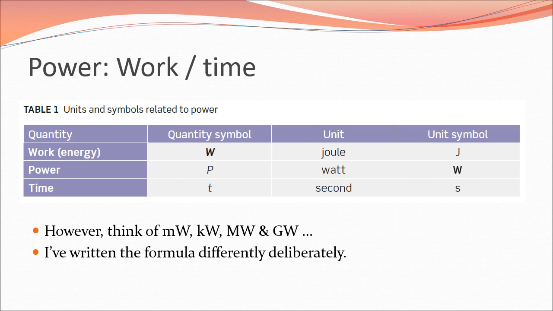It's quite common to use prefixes for power. If you're considering the power used in your phone or your AirPods, you'd be talking in terms of milliwatts, because there wouldn't be very much current flowing through those devices. Air conditioners commonly use kilowatts, or thousands of watts. Power stations generate megawatts, or millions of watts, or even gigawatts, which is billions of watts, 10 to the power of 9 watts.